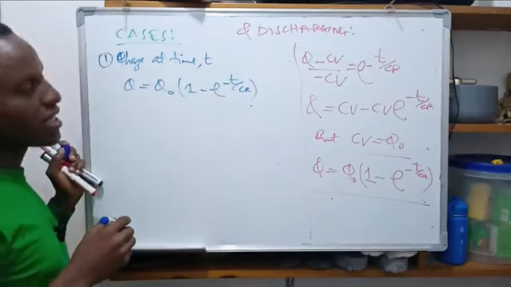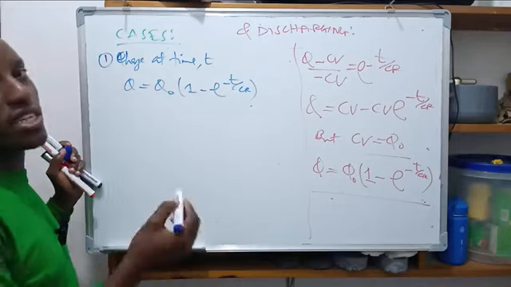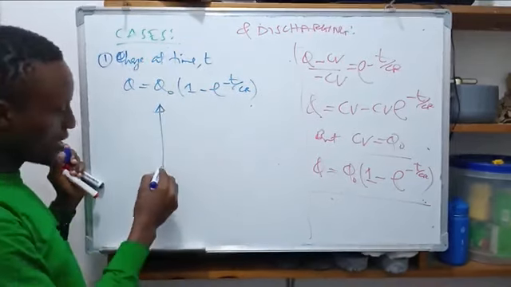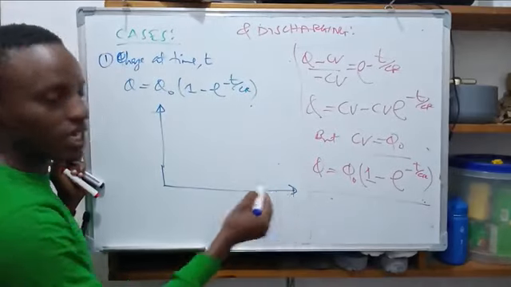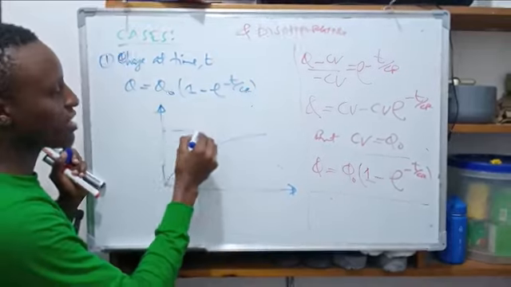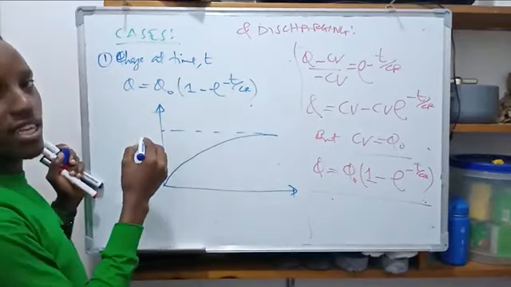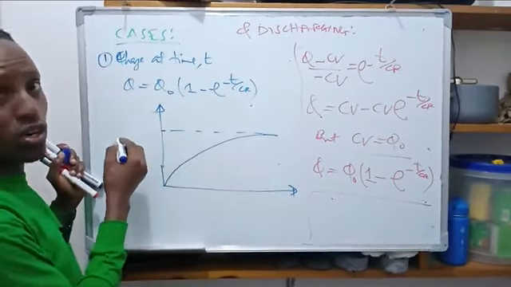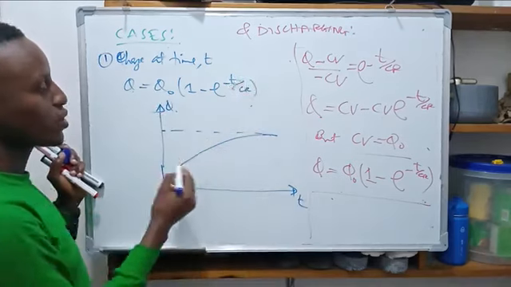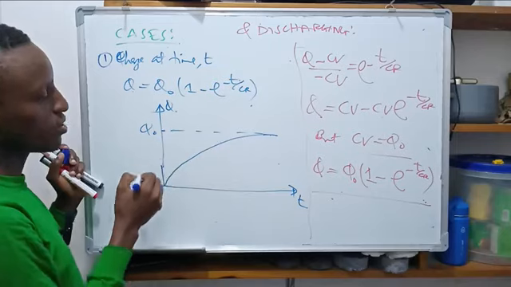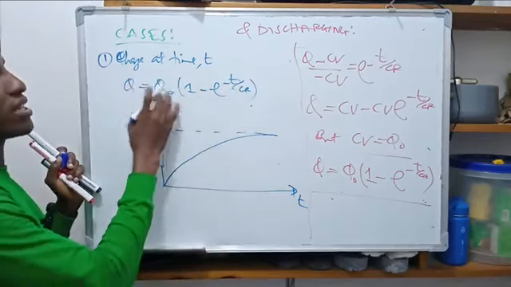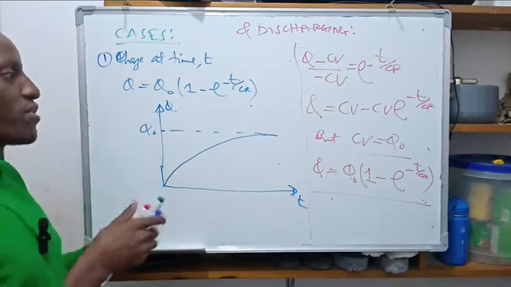They can also ask you to draw the graph of this. When you see the graph of 1 minus, that's its graph, and this is the natural logarithmic one. This is Q in relation to time, and this is the final charge Q. So the graph of Q against time will just be the graph for that equation.